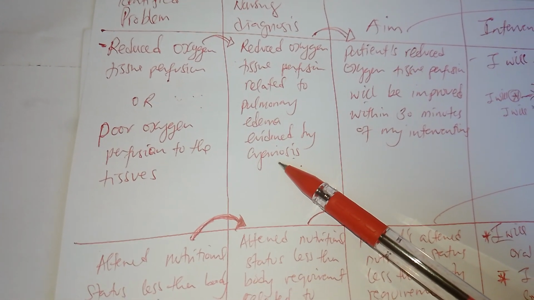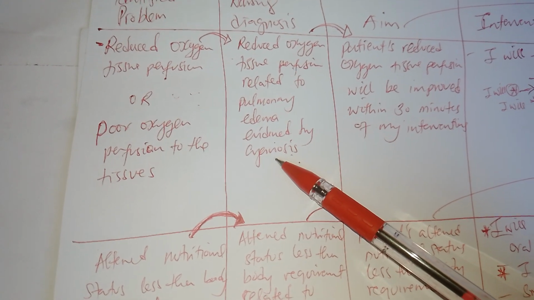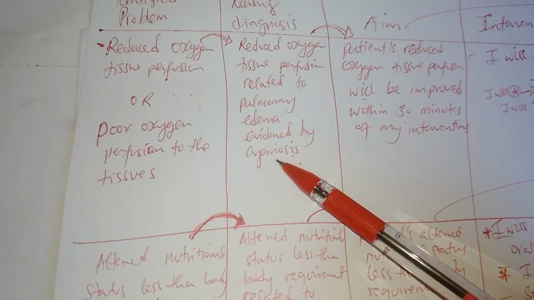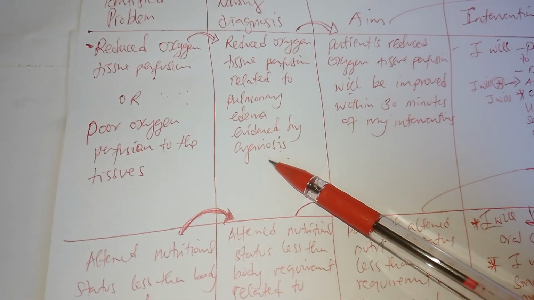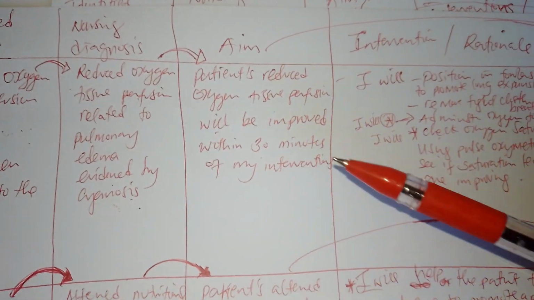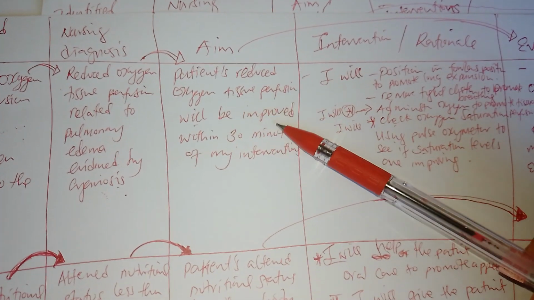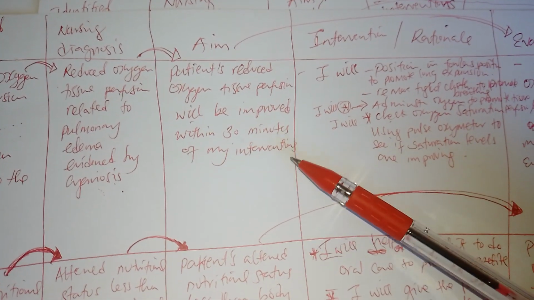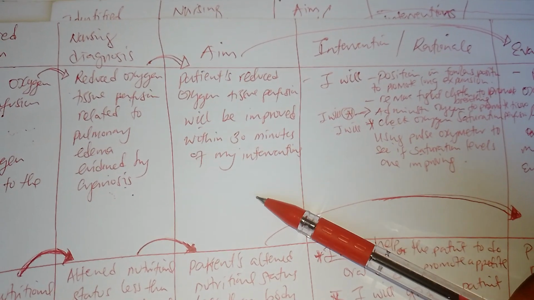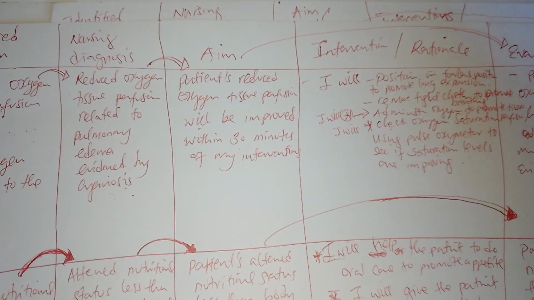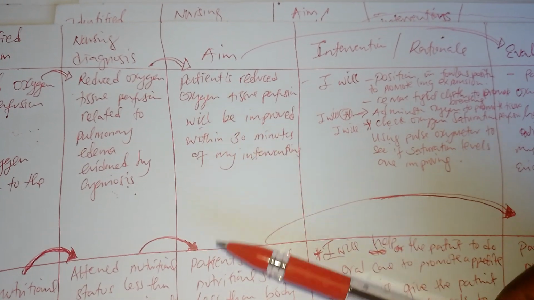With something to do with the airway, maybe the airway is not patent, you see difficulties in breathing, that is dyspnea. But with oxygen, this happens at cellular level, so you are going to see cyanosis. Then our aim always starts with the word patient. So: patient's reduced oxygen tissue perfusion will be improved within 30 minutes of my nursing intervention. Remember, this is a cardinal sign and symptom, or a cardinal problem, and you don't have to wait throughout the hospital stay to work on it. So 30 minutes is the best.